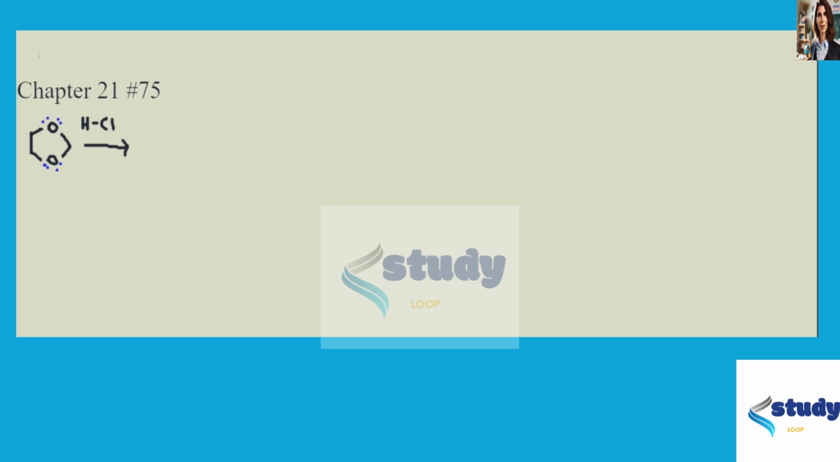This is the answer to Chapter 21, problem number 75 from the Smith Organic Chemistry textbook. This problem asks us to draw a stepwise mechanism for this reaction that we're told is a key reaction in the synthesis of a drug. Okay, so the first thing that's going to happen is protonation of one of these oxygens.